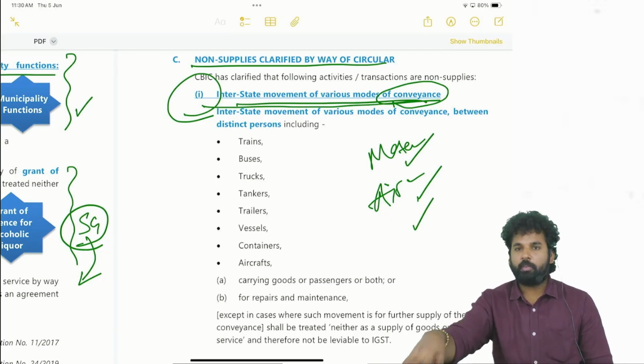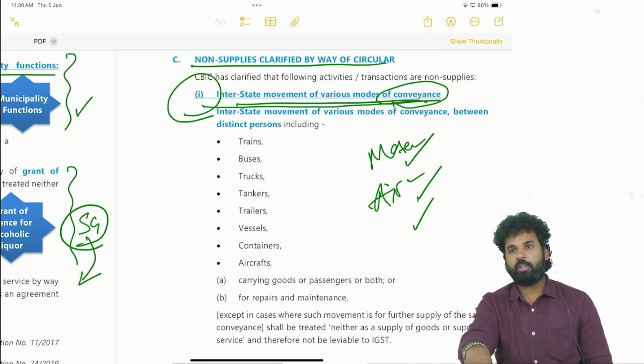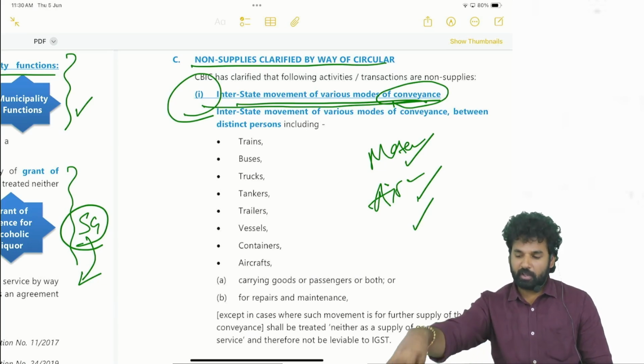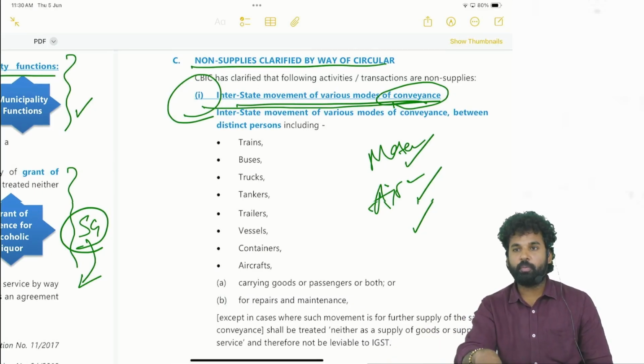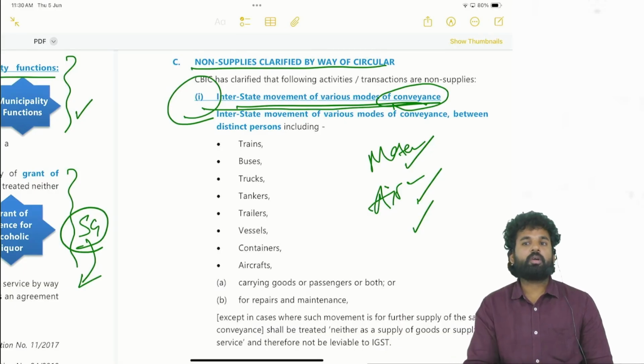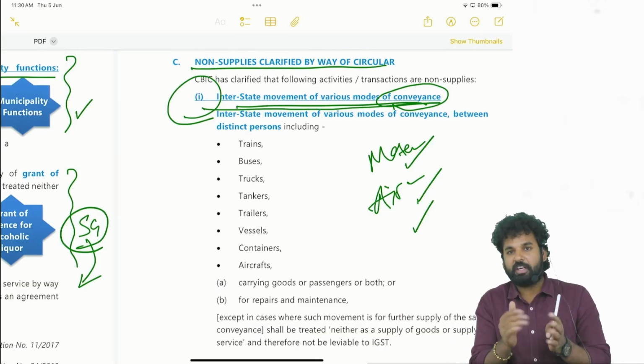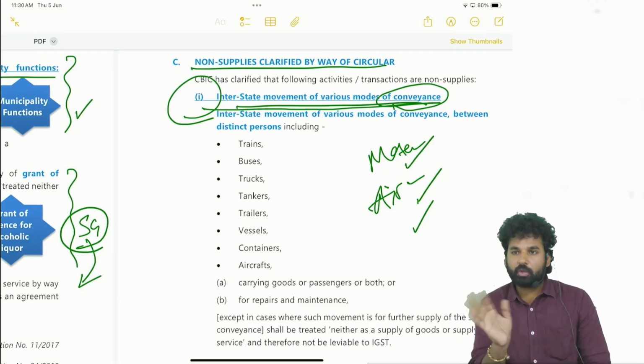So they are having operation in Visakhapatnam, Andhra Pradesh. They are having operation in Hyderabad. From Visakhapatnam to Hyderabad, there is a movement of conveyance. There is a movement of motor vehicle. So they are not talking about the service which they are giving on the motor vehicle, that is, the passenger transportation service. They are not talking about that.